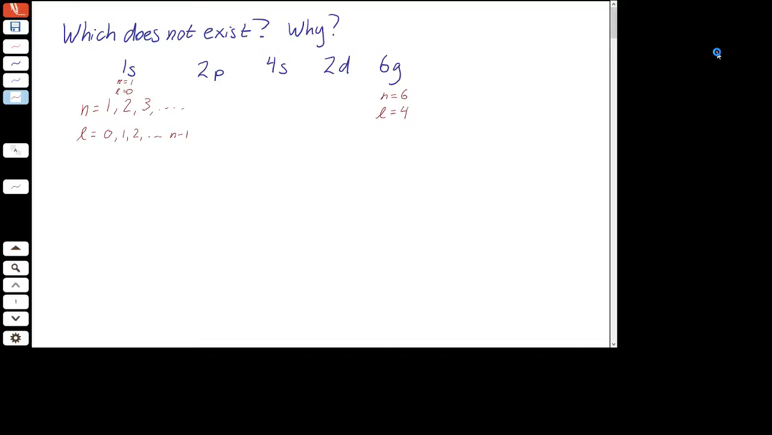It's the 2d, because it's n equals 2 and l equals 2. That is not allowed. In the n equals 2 shell, the highest possible l number has to be 1, because that's n minus 1. And so the 2 shell can only have s and p orbitals, not d orbitals.